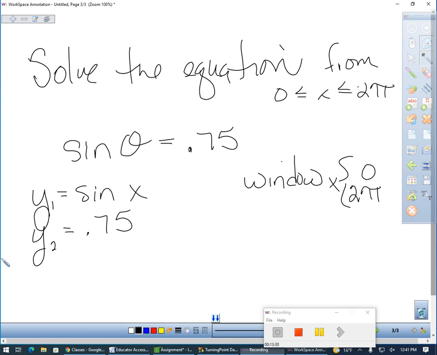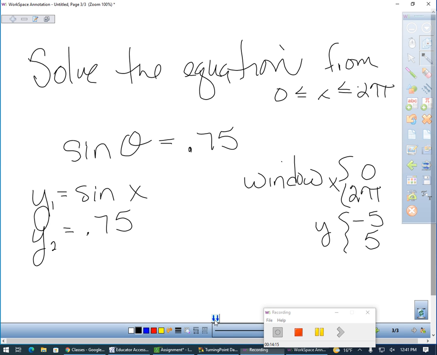When you go to window, go to your x values. Your x min is going to be 0. And your x max is going to be 2 pi. And it'll automatically change it to a decimal. For the y, I like to go from negative 5 to positive 5, just so that I get a bigger picture in the window. But you don't have to.